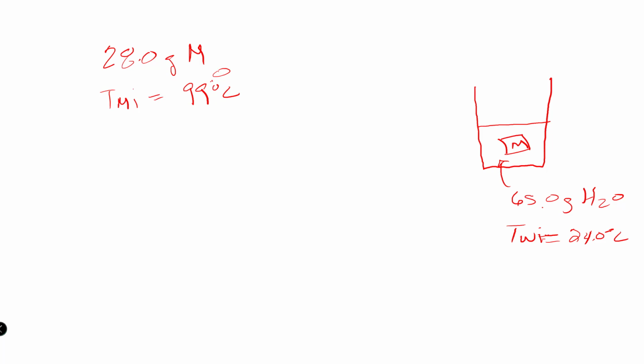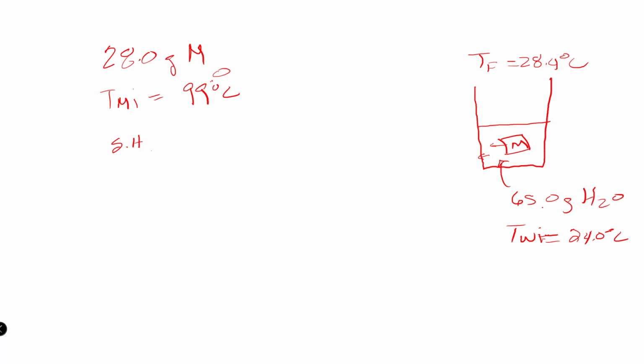And what happens is, because the metal slug is hotter than the water, the heat will flow from the metal slug to the water. And then it also flows to the calorimeter. So you've got to keep that in mind too. It's actually going to flow into the calorimeter there. All right. And we see that the final temperature of the whole system is equal to 28.4 degrees Celsius. All right. And the question is, they'd like to know what the specific heat of this metal is.